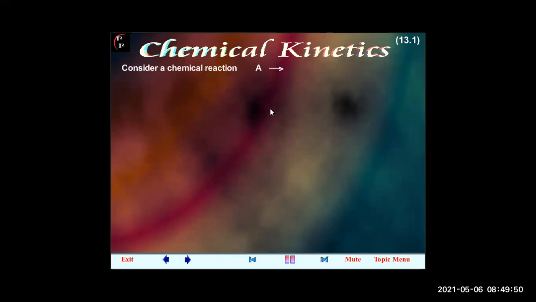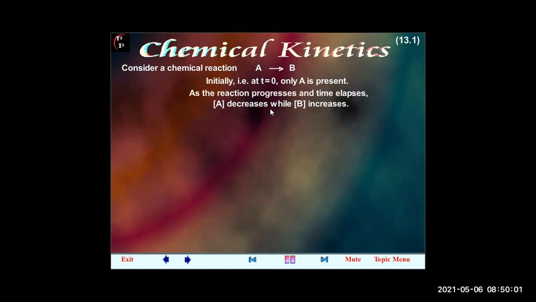Consider a chemical reaction: A yields B. Initially, at t equals 0, only A is present. As the reaction progresses and time elapses, the concentration of A decreases, while the concentration of B increases. Graphically, this is shown on a plot of concentration versus time.